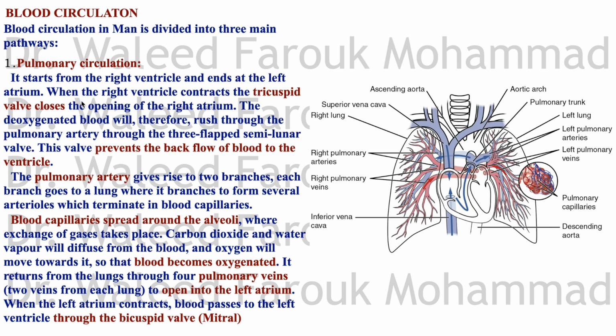Pulmonary means lungs. It starts from the right ventricle. When the right ventricle contracts, the atrioventricular valve, which is the valve between the right atrium and right ventricle, closes to prevent regurgitation of blood back into the right atrium. So the blood will find itself pushed into the pulmonary trunk with the valve open, of course. The pulmonary trunk divides into two main branches, one to the right lung and one to the left lung.